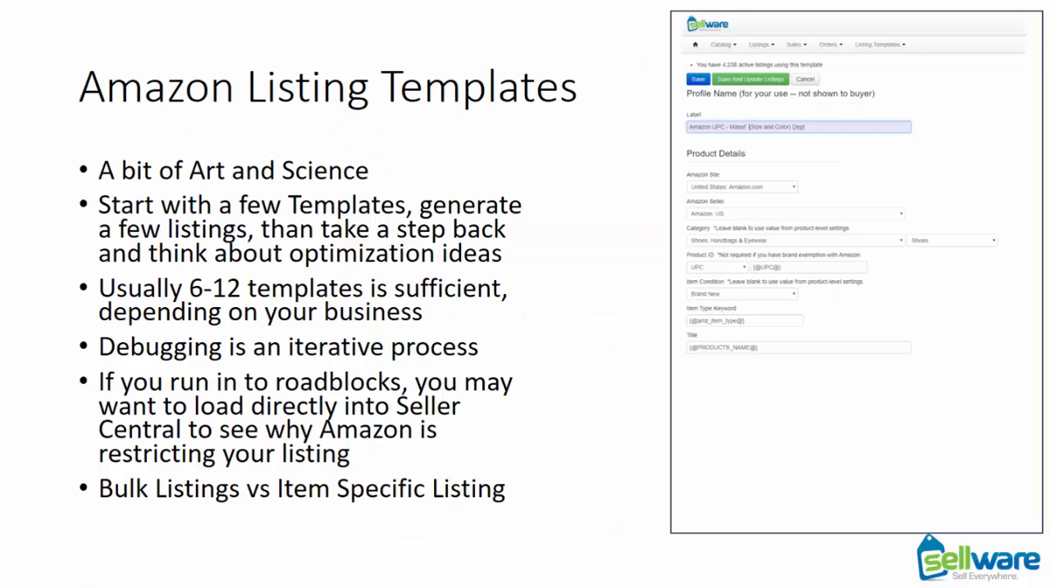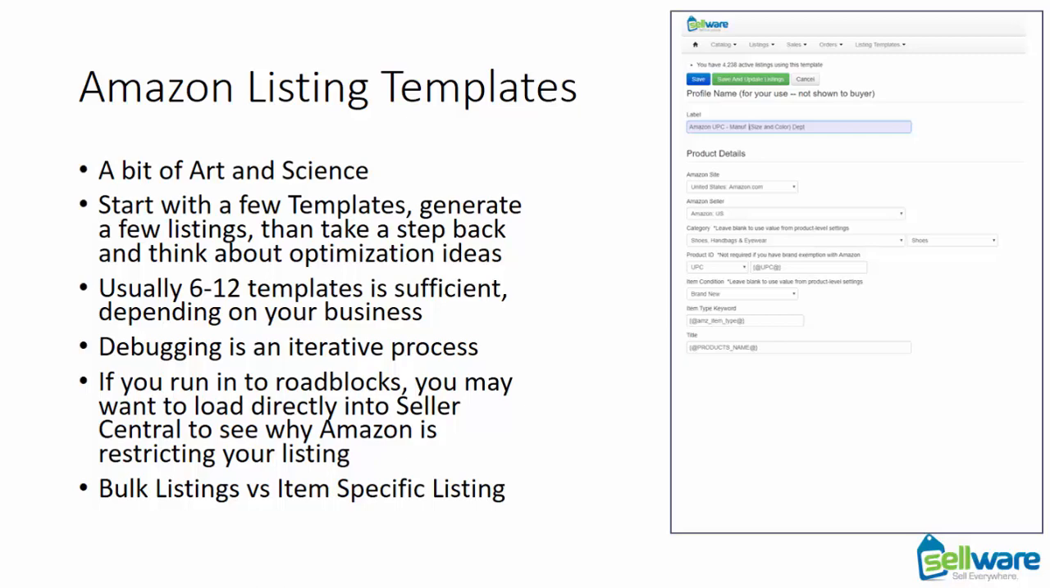So like in eBay, Amazon listing templates are a little bit of art and a little bit of science. We recommend starting with a few templates and taking a step back, thinking about how you might be able to optimize the process, creating either a more generic template or a more specific template depending on your business model, and then just adjusting them as appropriate. Ideally, 6 to a dozen might be enough. It really just depends on the nature of your business.